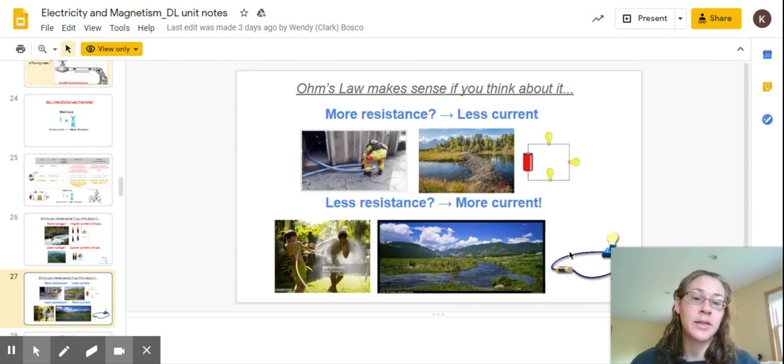Ohm's law makes sense if you think about it this way. More resistance. Notice the kink in the hose there. More resistance means less current. Less resistance means more current. And again, you have very bright bulbs and not so bright bulbs.